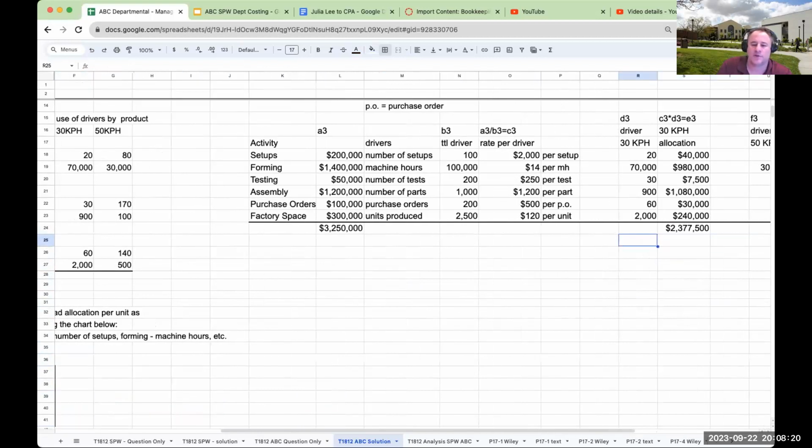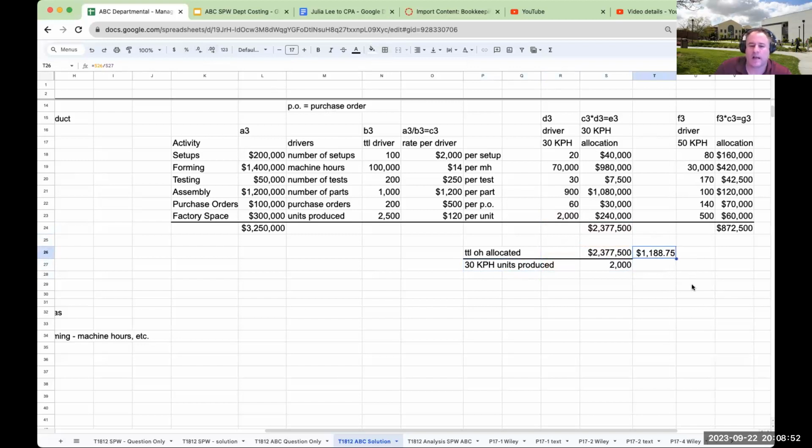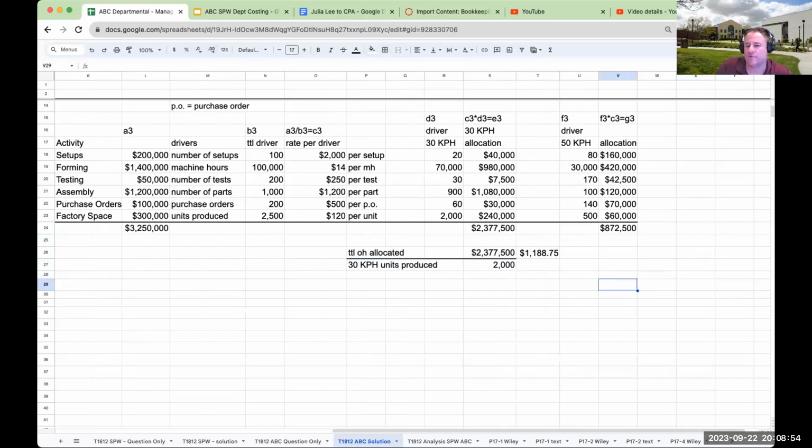So what we're going to need to do is go over here and say that the total overhead allocated for the 30 kph was 2,377,500. I need to divide this by my 30 kph units produced of 2,000. So my overhead rate per unit is going to be 1,188.75. I need to do the same thing over here for the driver for the 50 kph allocation.